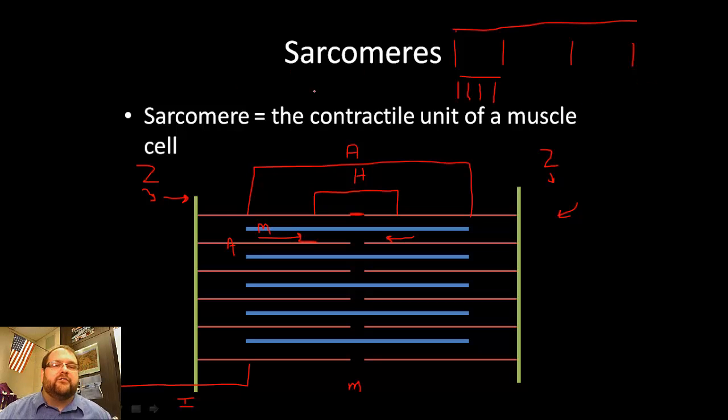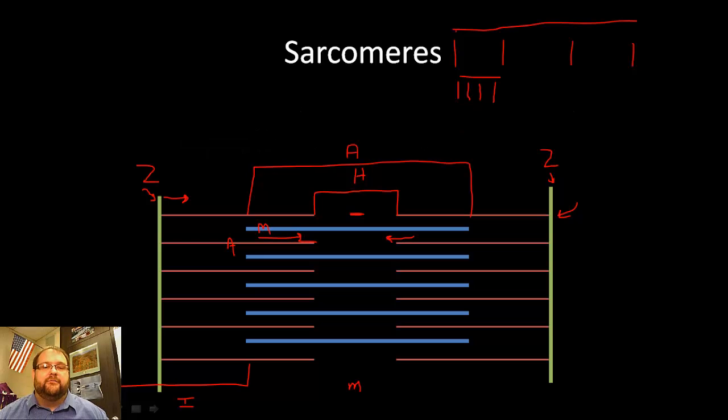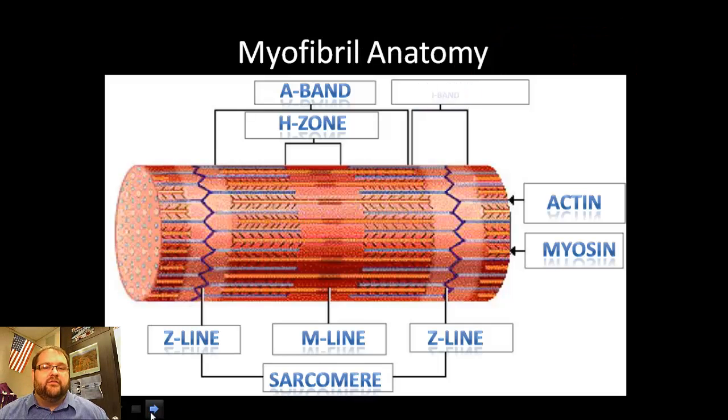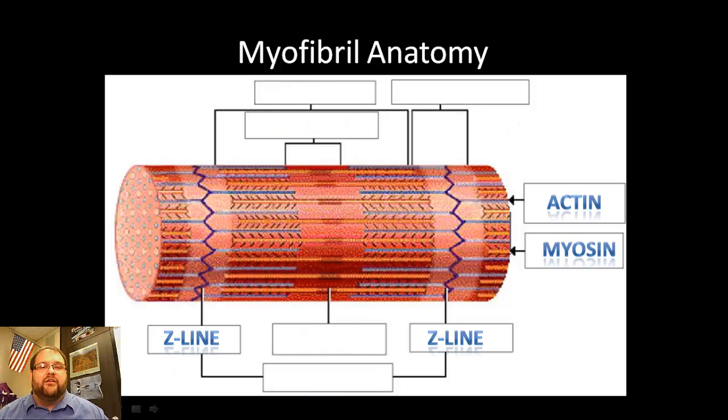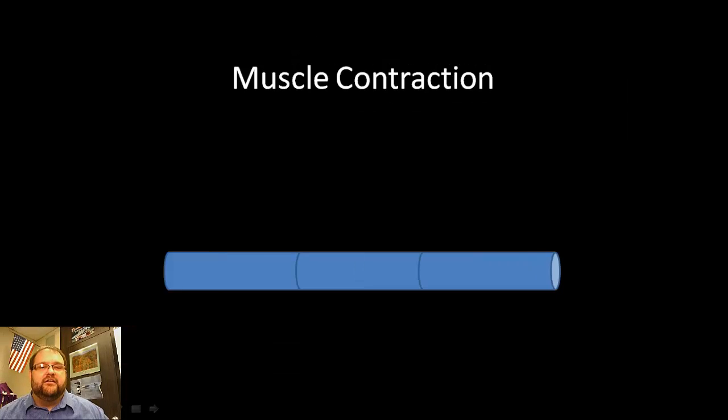So sarcomeres are what's actually contracting in a muscle cell, and it's the myosin filaments pulling on the actin that pulls these Z bands closer together, and that makes something shorter like the H zones and the I bands and stuff like that. That's essentially muscle contraction. All of that right here, this whole sarcomere, I'm going to back up here. This whole sarcomere here getting smaller allows us to do all these things that muscle cells do.